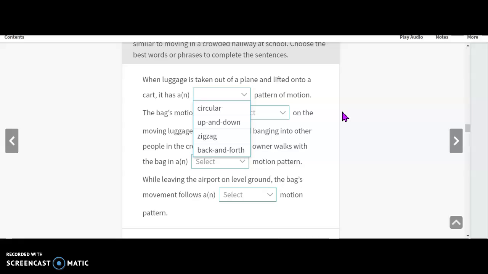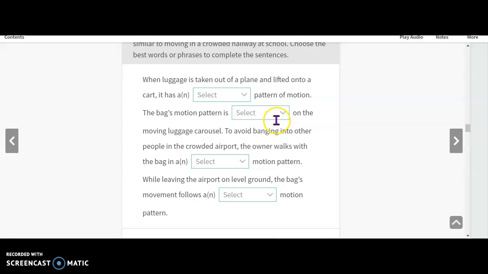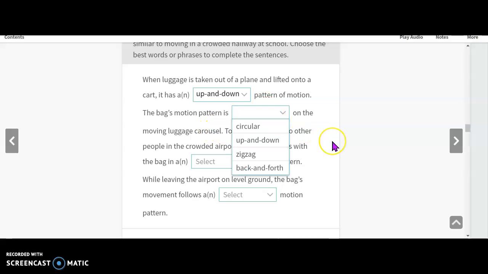Choose the correct answer. Sorry, you should have chosen up and down. Okay, if you haven't written that, you should. The next question says, the bag's motion pattern is blank on the moving luggage carousel. Think about a carousel. It's like a merry-go-round. What type of motion does it have? If it's a carousel or like a merry-go-round, what type of motion is that? Right, it's circular, it's spinning.